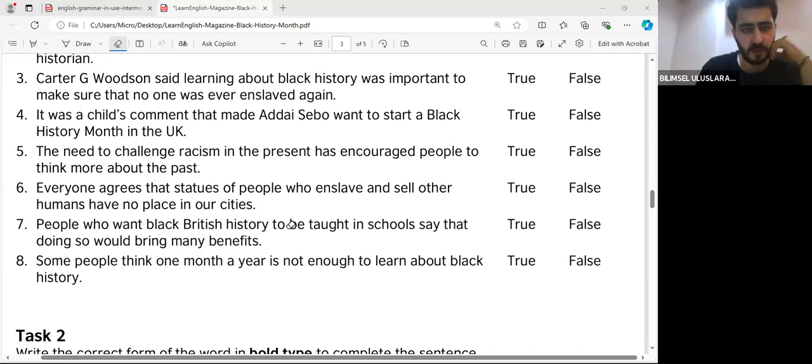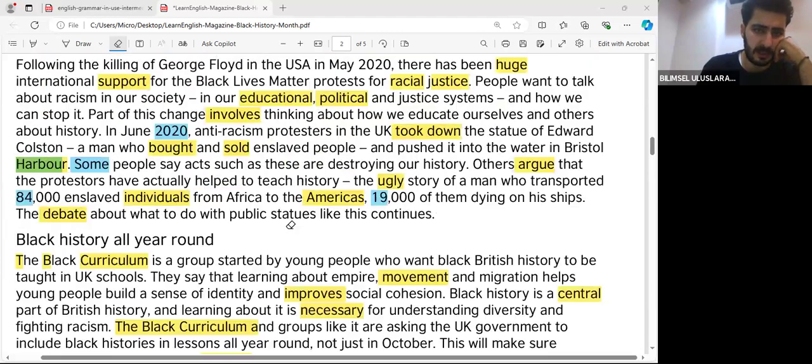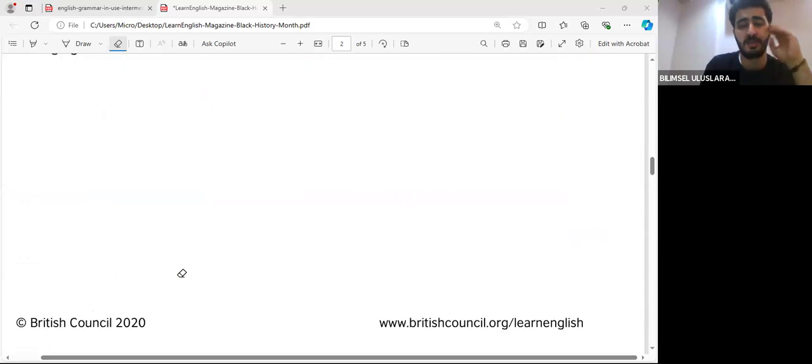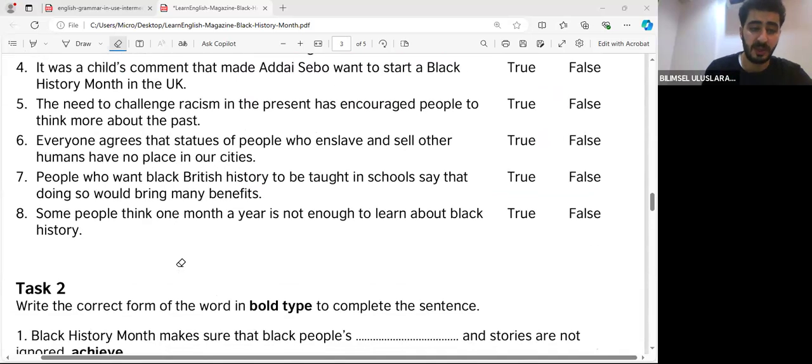True, right? They say they wanted to bring the curriculum to give them a positive sense of belonging and cohesion. Yeah, they said something about cohesion. Okay, guys? So it's true. Many benefits. That's what they say. Okay, number 8, Ms. Rawan.